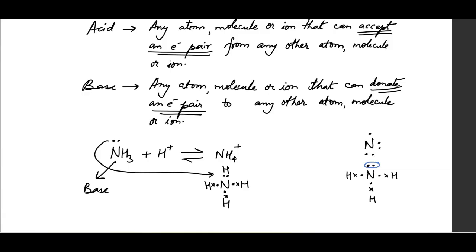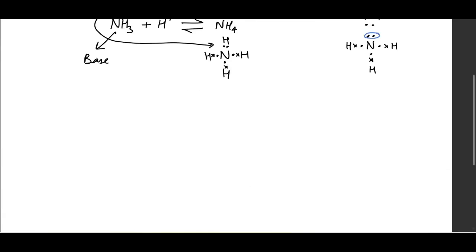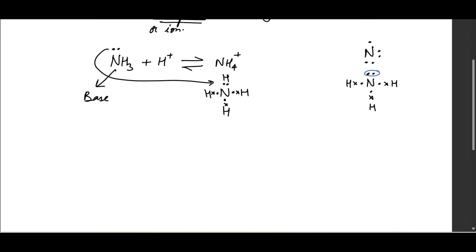Let's see one more example. Before we go to the second example, let's understand that NH4 plus is called an adduct. We can write NH4 plus as NH3 with a coordinate bond to H plus, to indicate this. So this is an adduct.